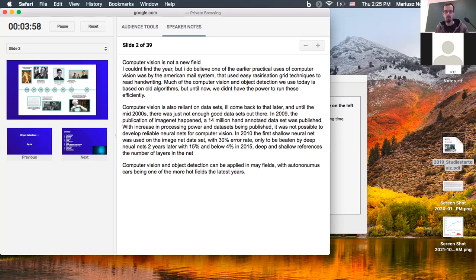In 2010, the first shallow neural net used the ImageNet dataset with a 30% error rate. Then it was beaten by a deep neural net 2 years later with a 15% error rate, and in 2015 with a 4% error rate. Deep and shallow neural net refer to the number of layers in the net. Shallow has a few, while deep has up to infinite, I guess. But computer vision and object detection can be applied in many fields, with autonomous cars being one of the hotter fields in the latest years.